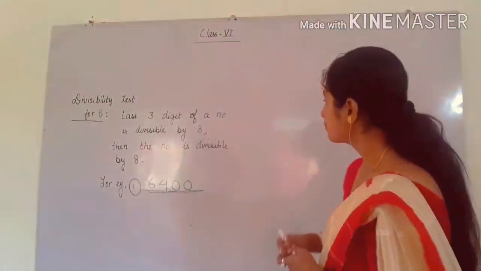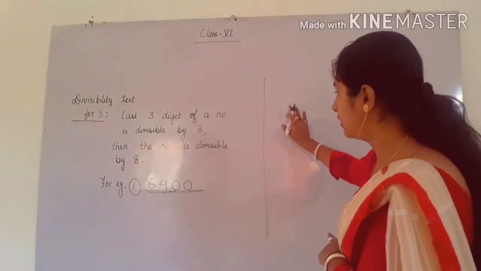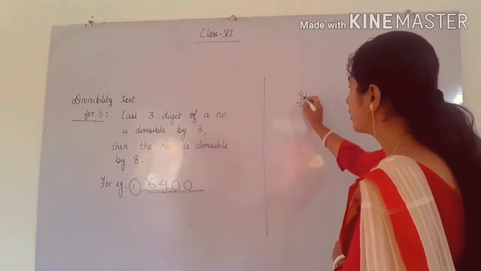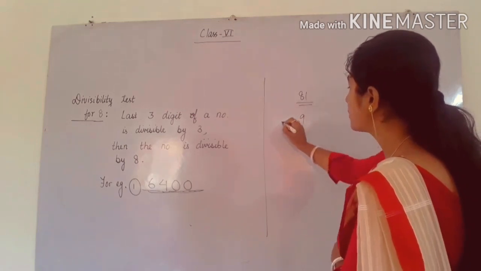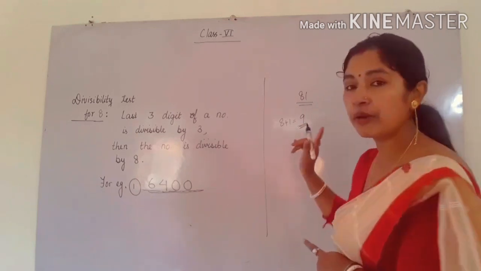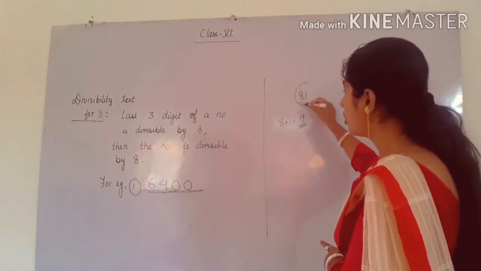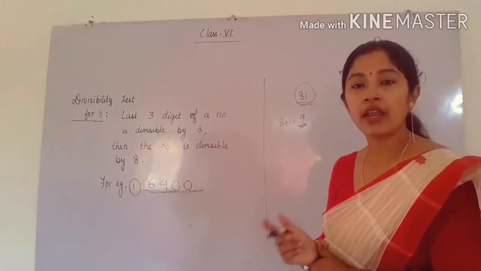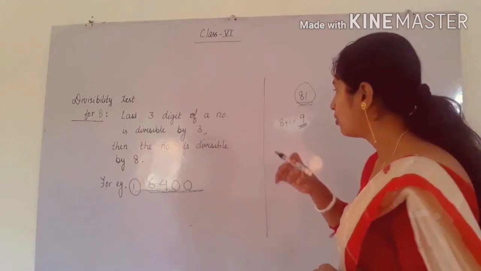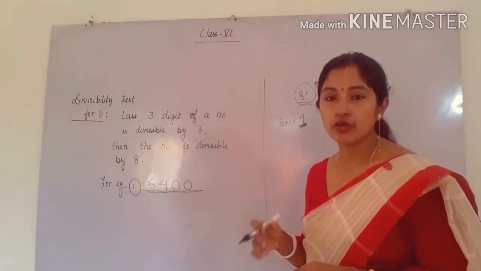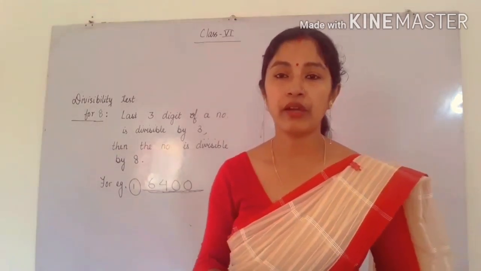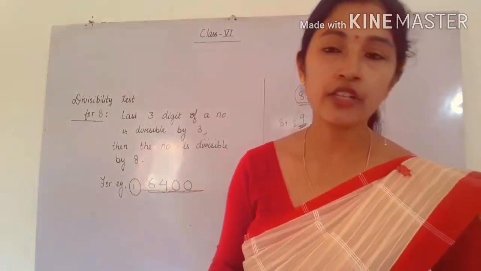For example, 81. See here, when you add the 2 digits, 8 plus 1, you will get 9. And 9 is divisible by 9. Therefore we can say 81 is also divisible by 9. Similarly, if any big number is given in the question, you can add all the digits of the given number. Check if the sum is divisible by 9, then the whole number is also divisible by 9. Next come to the divisibility test for 10.